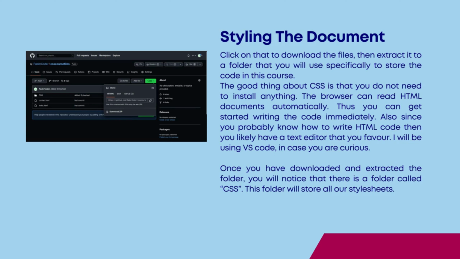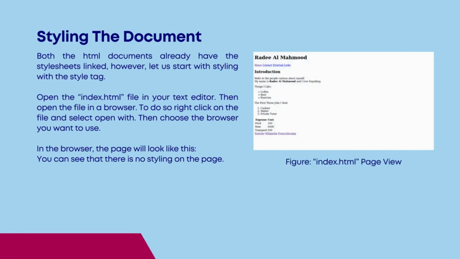Also, since you probably know how to write HTML code, then you likely have a text editor that you favor. I will be using VS Code, in case you are curious. Once you have downloaded and extracted the folder, you will notice that there is a folder called CSS. This folder will store all our style sheets. Both the HTML documents already have the style sheets linked, however, let us start with styling with the style tag.